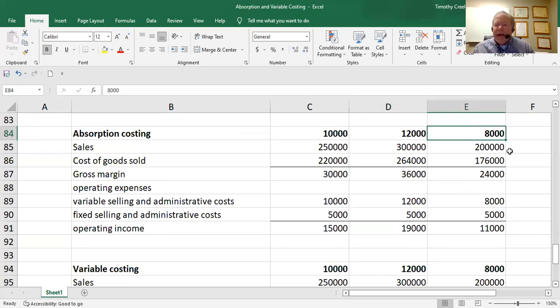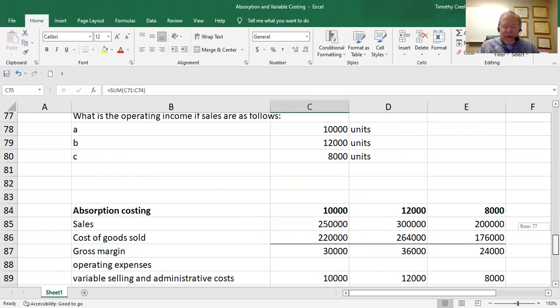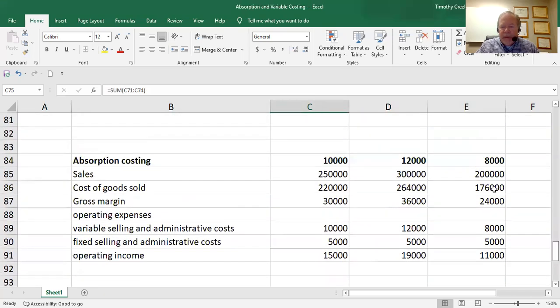And now this is going to be a case where we produce more than we sell. We're going to produce 10,000, but we're only going to sell 8,000. So let's look at what the numbers would look like. We would take the 8,000 times the $25 a unit. We'd have sales of $200,000. We would take the 8,000 units sold times the product cost per unit under absorption costing, and we would get 176,000.